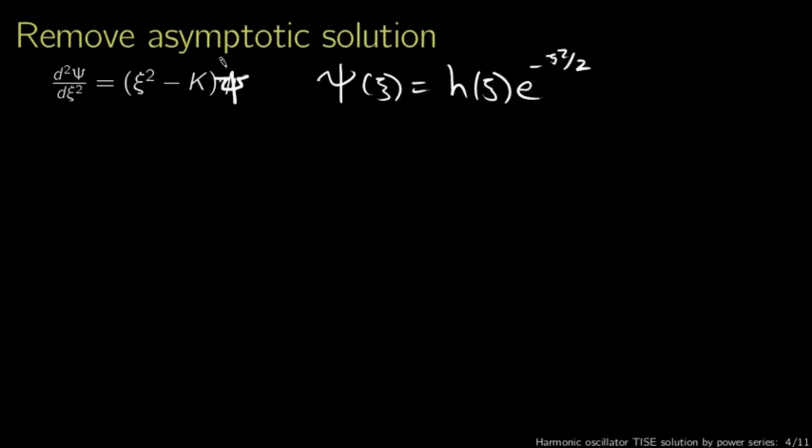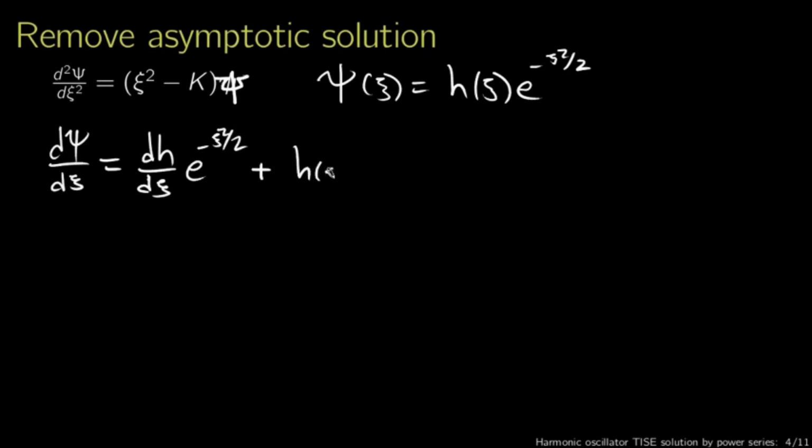So in order to substitute this in, we're going to need a second derivative of psi with respect to xi. So let's go ahead and calculate that. The first derivative of psi with respect to xi is, well, we have a product now. We're taking the derivative of a product. We have to use the product rule. So first, the derivative will hit h, giving dh d xi, leaving the second term unchanged, e to the minus xi squared over 2, plus the derivative hitting this, we'll leave h unchanged.